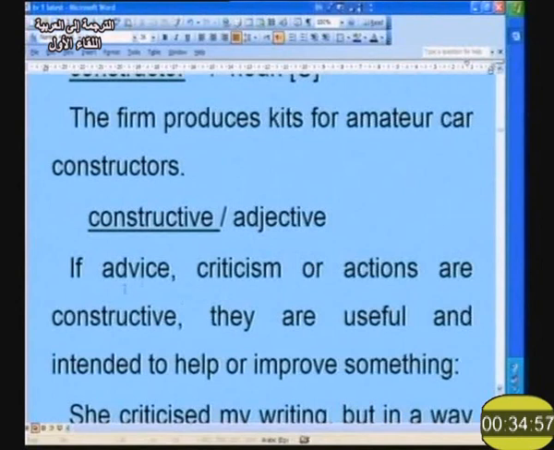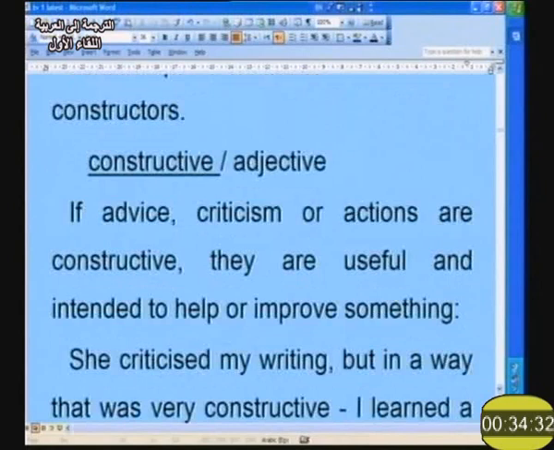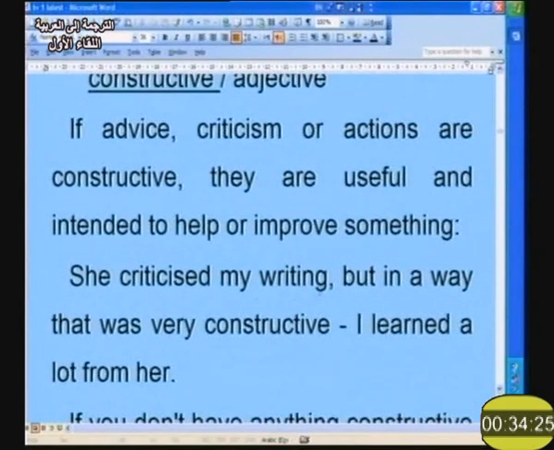If advice, نصيحة, criticism, نقد, or actions, أعمال أو أفعال, are constructive, they are useful and intended to help or improve something. إذا جاءت النصيحة أو النقد أو أي أفعال في إطار بناء أو كانت بناءة، فإنها عندئذ تكون مفيدة وتهدف إلى المساعدة وتطوير شيء ما. She criticized my writing, but in a way that was very constructive.